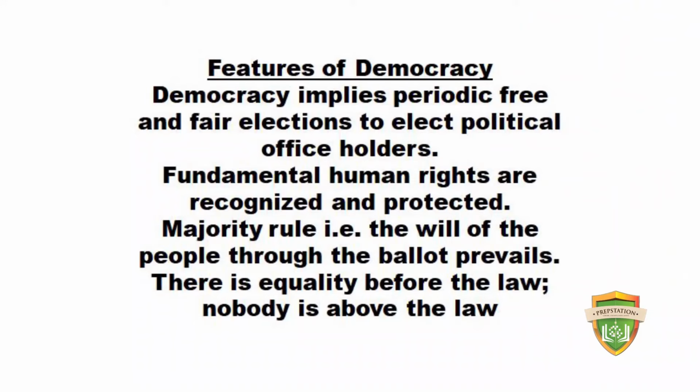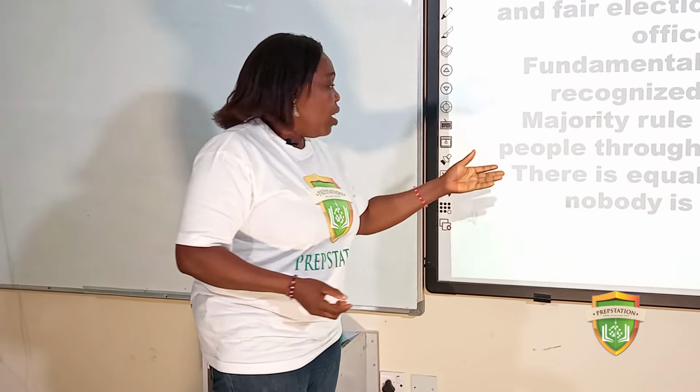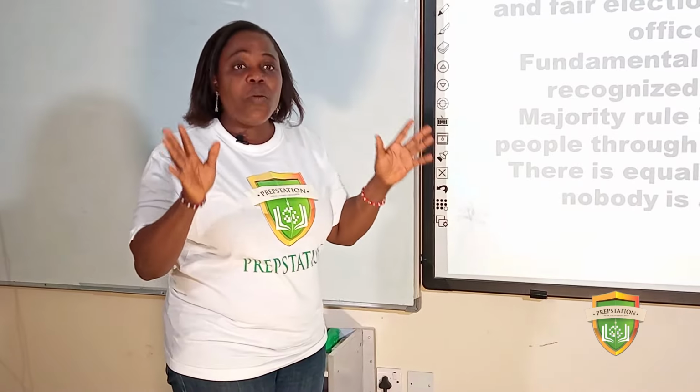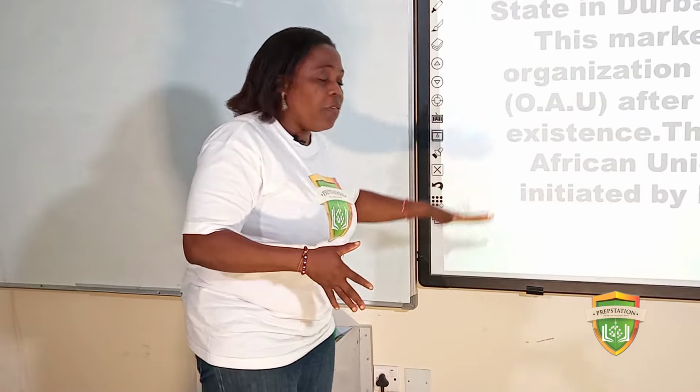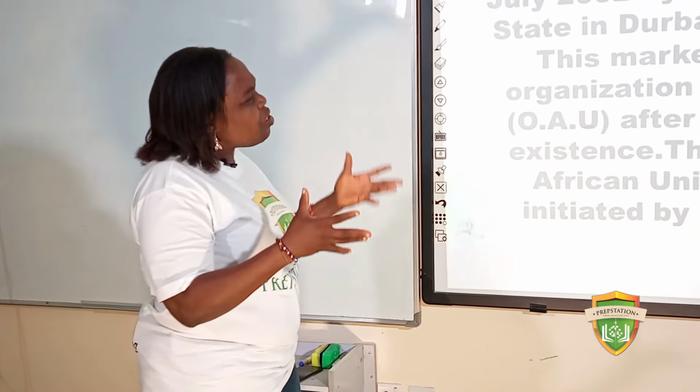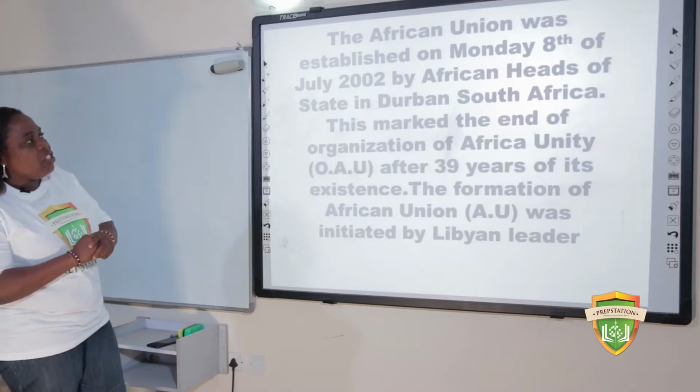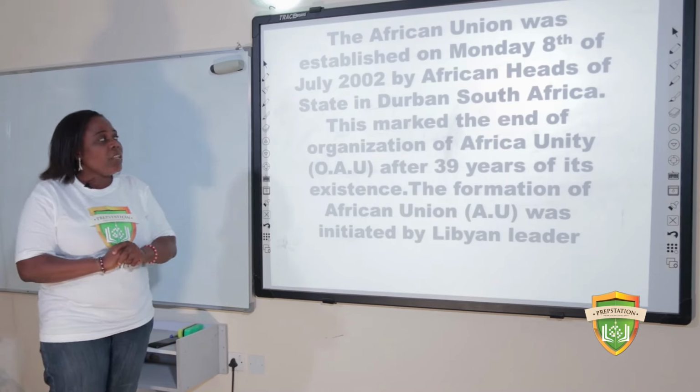Equality before the law. Remember, no man is above the law. So the law covers both the governed and the what? The ruled. It covers the ruler and the ruled. Please take note of this. Now, let's look at another international organization.